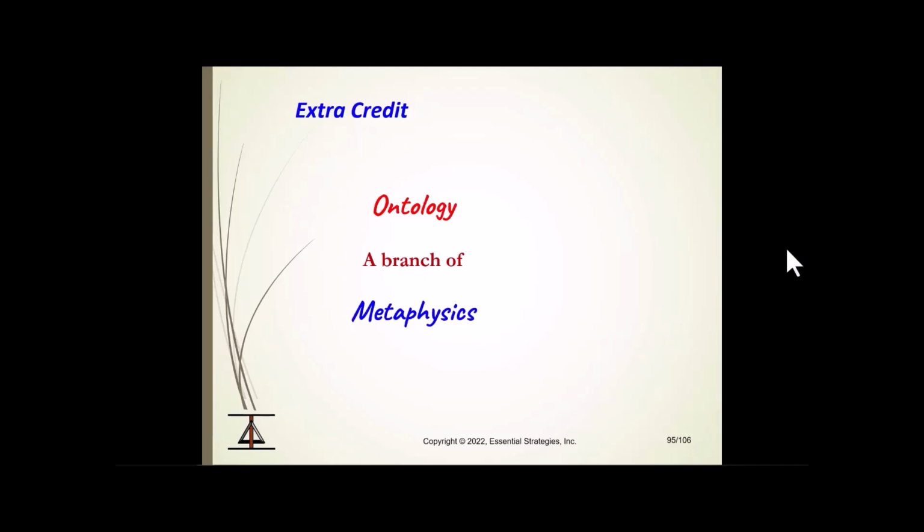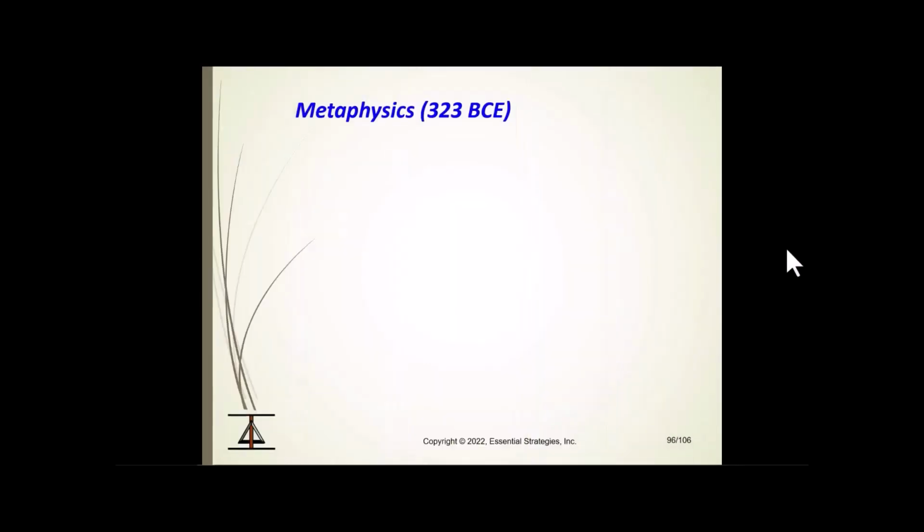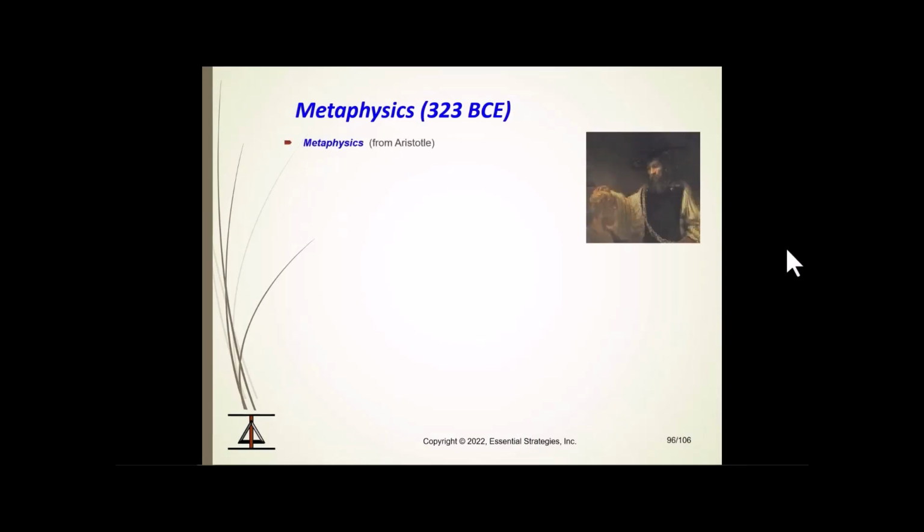Now, the word ontology, in fact, has a long history. Its origins go to Aristotle's work called Metaphysics. That branch of speculative inquiry which treats of first principles of things, including such concepts as being, substance, time, space, cause, identity, and so forth.